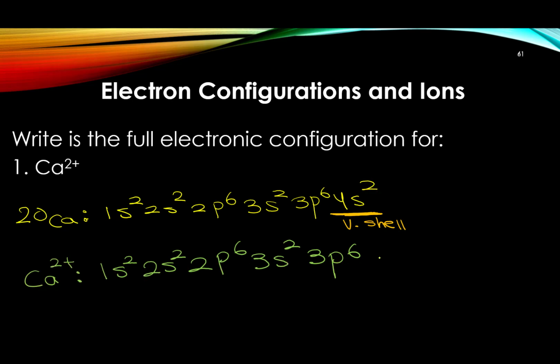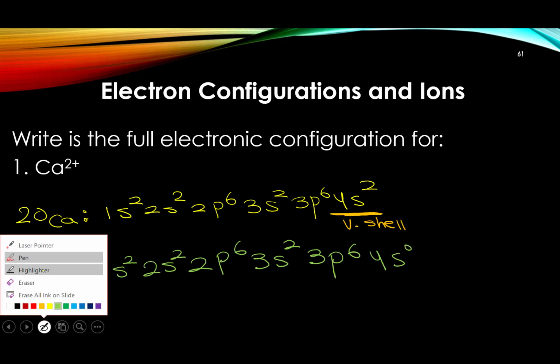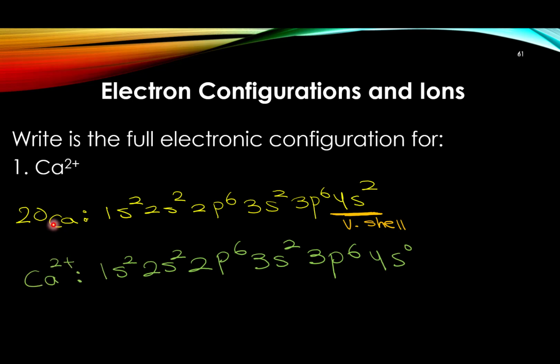One other thing that you could do, you could write 4s0, or you don't have to write it. One thing that I recommend not to do is to say, okay, calcium atom has 20 electrons, so for the ion it's 20 less 2, which will be 18, and write it for 18. It works when we are writing it for metals and non-metals, but for transition metals, it's not going to work. It's going to fail.